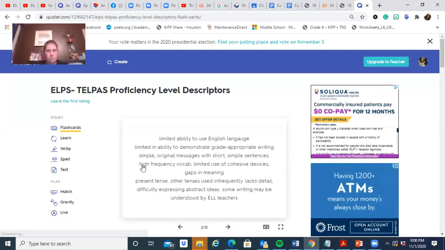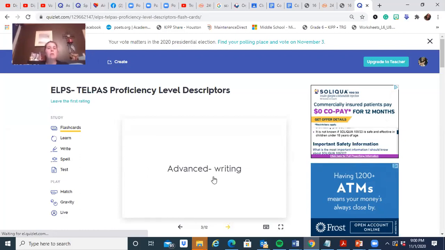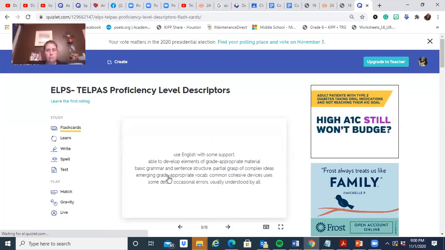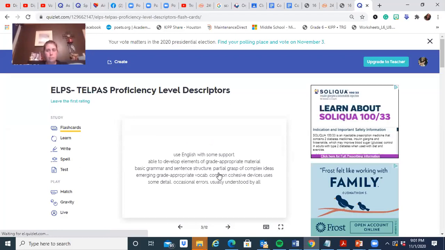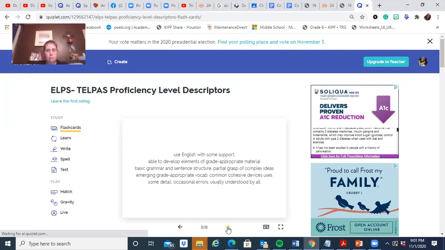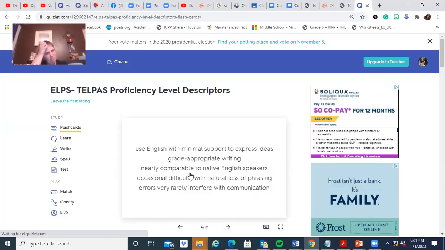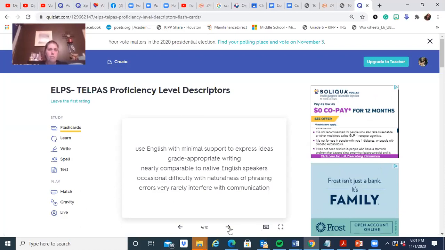Intermediate writing, as I mentioned before: simple, short, original sentences, a lot of high frequency vocab, present tense. There's difficulty with expressing abstract ideas. Advanced writing: use English with some support, able to develop elements of grade appropriate material, basic grammar and sentence structure, basically understood by all. And then we have advanced high writing, comparable to native English speakers.